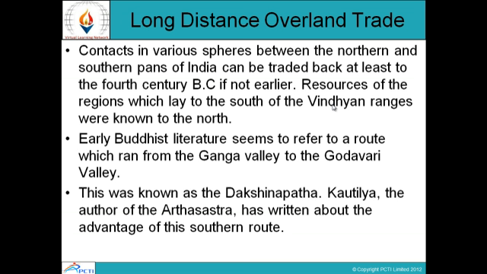Long distance overland trade. Contacts in various parts between the northern and southern parts of India can be traced back to at least the 4th century BC, if not earlier. Resources of the regions which lay to the south of the Vindhyan ranges were known to the north. Early Buddhist literature seems to refer to a route which ran from the Ganga valley to the Godavari valley. This was known as the Dakshinapatha. Kautilya, the author of the Arthashastra, has written about the advantage of the southern route.